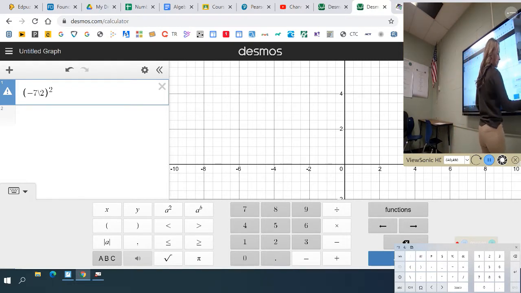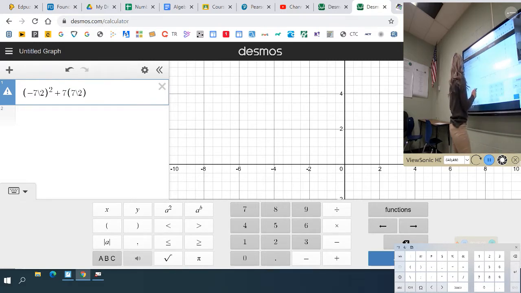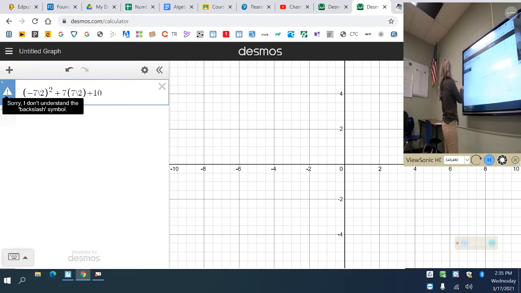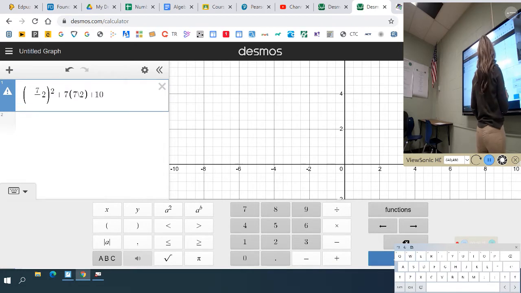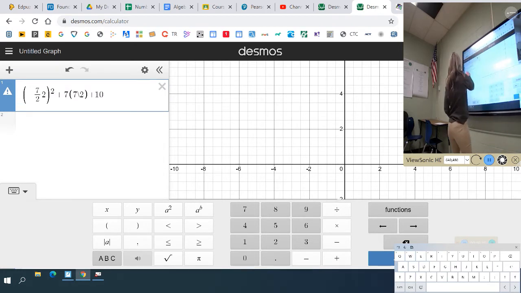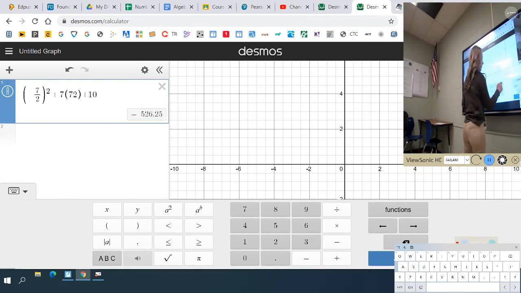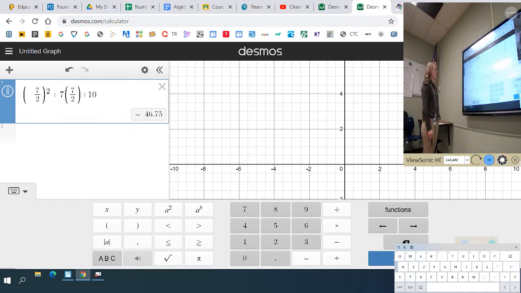7 times 7 over 2 plus 10. Oh, I used the backslash instead of the forward slash, so let me change that. There we go. Used the wrong symbol. My fault. You've got to use the division symbol over here, and then it'll give you an answer. There we go. So, did I do that right?